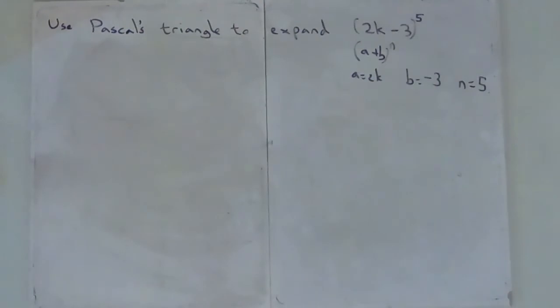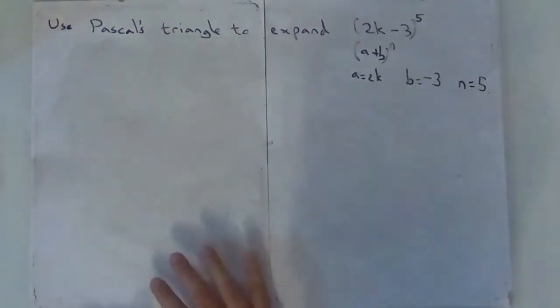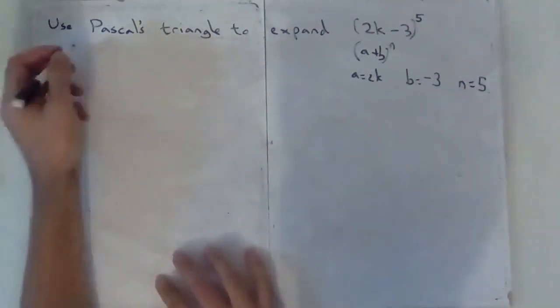A bit later on, we're going to do this without using Pascal's triangle. We'll be using binomial coefficients. But right now, we're going to use the triangle to give you the coefficient of each term. So, what is Pascal's triangle?